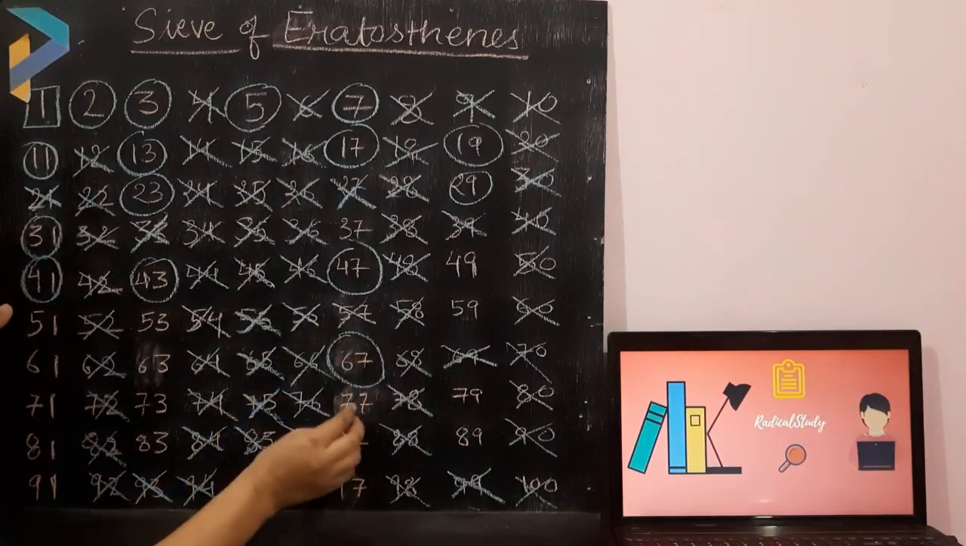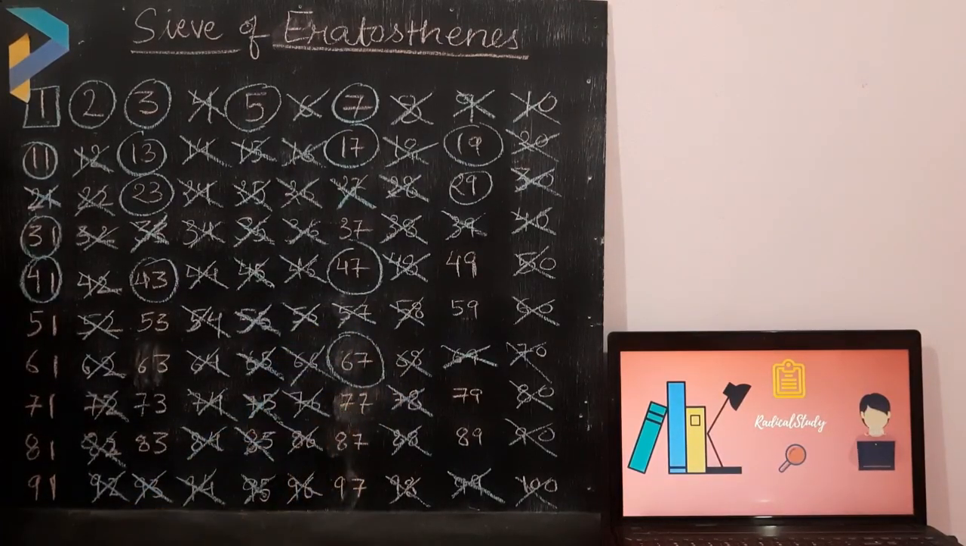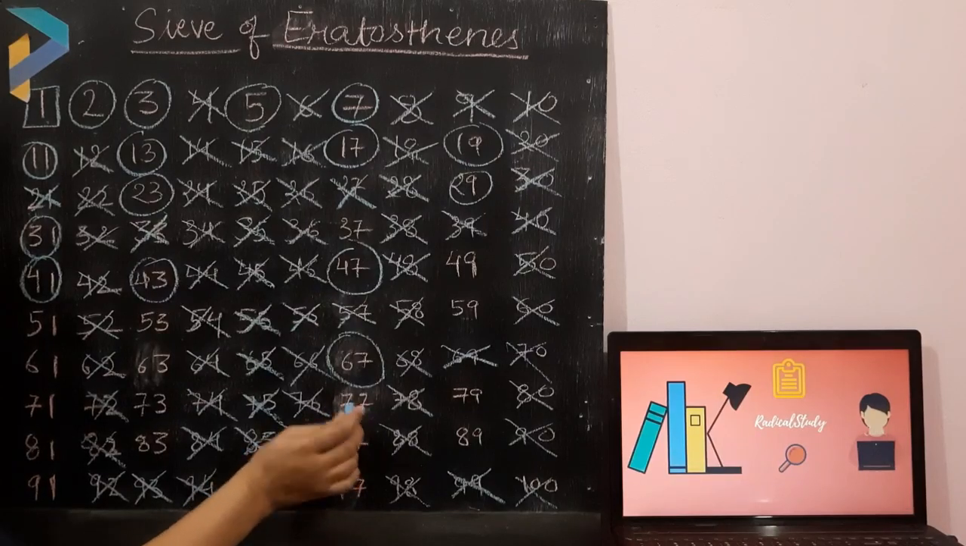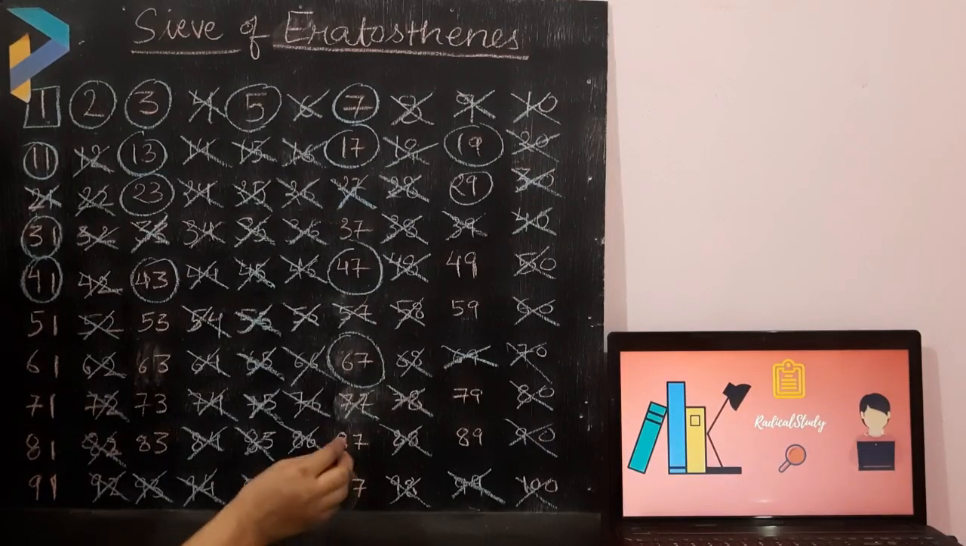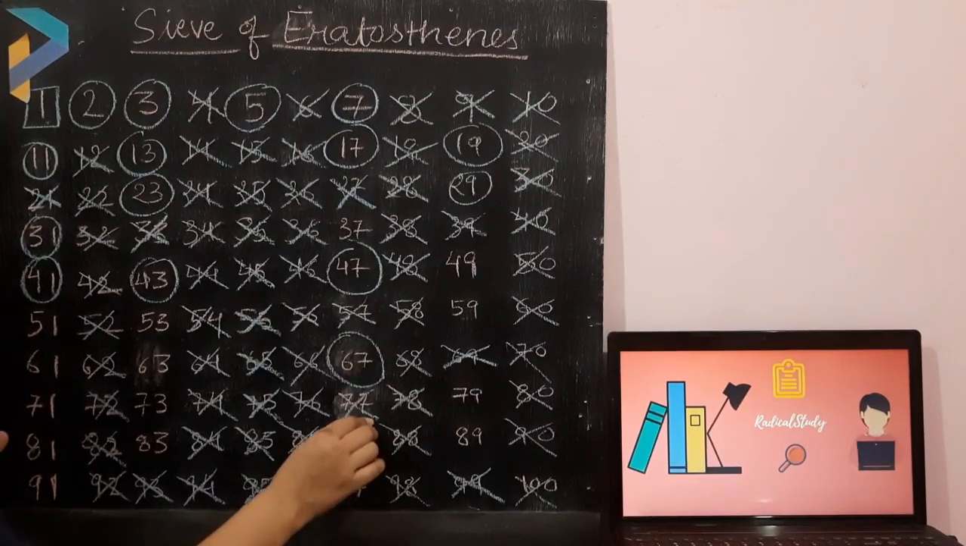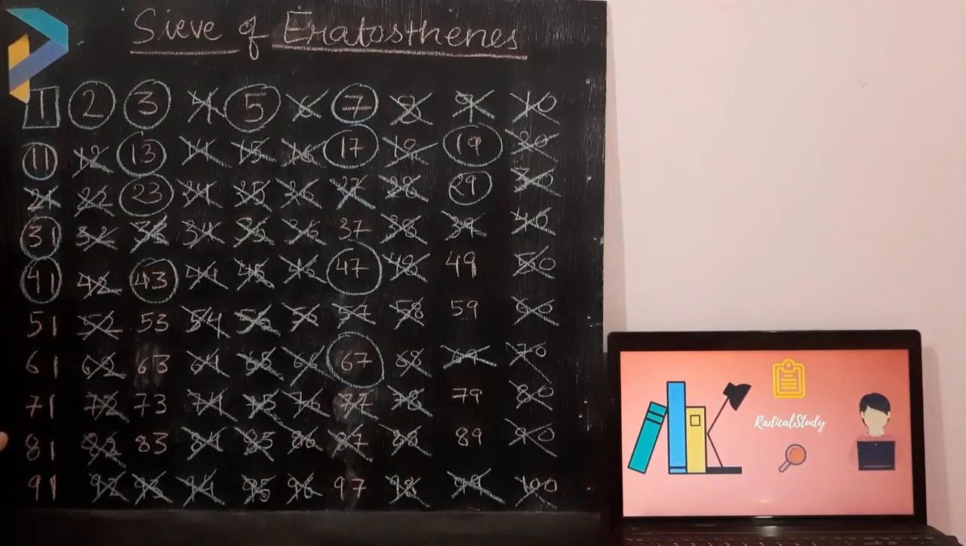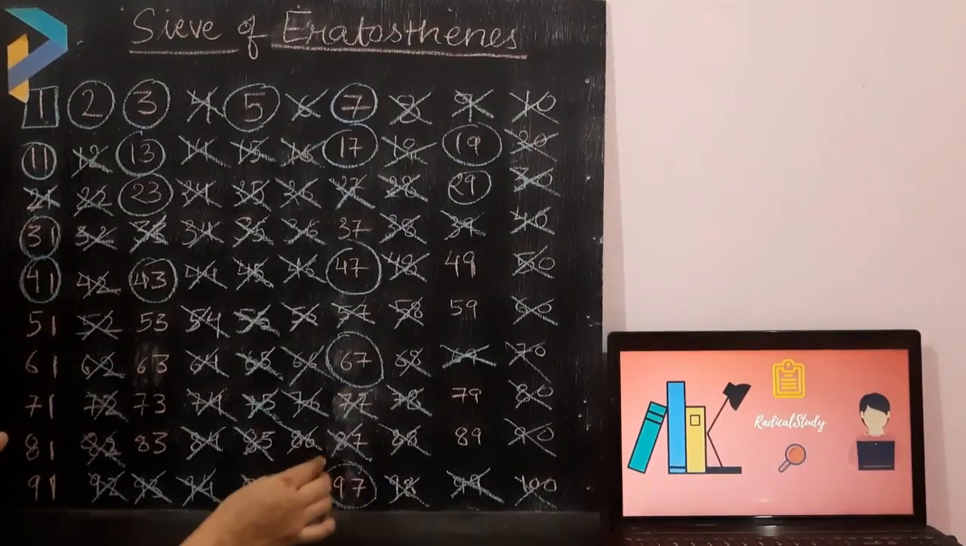also prime. 77 is a multiple of 11. It is divisible by 11 and also by 7, so it has more than 2 factors. That is why it is not prime, so I am crossing it. Now 87. 87 is also divisible by 3, so I am crossing it. Now check 97. 97 is a prime number.